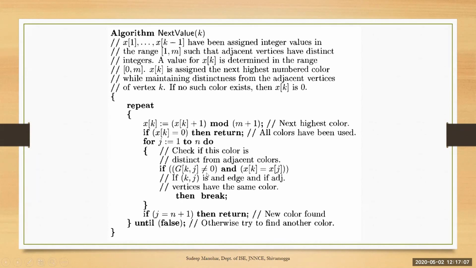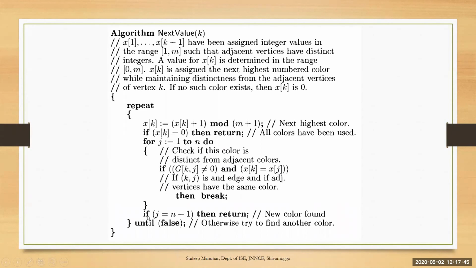For whichever value is not 0, that means it should be 1. If it is 1, it tells that the vertices are adjacent. And one more condition is if x of k, whatever color you have just given, is equal to x of j, whatever vertex you are checking, j from 1 to n. So you are checking each vertex. If two vertices that are adjacent have the same color, then you cannot give that color. Then just break. When it breaks, it will break the for loop.